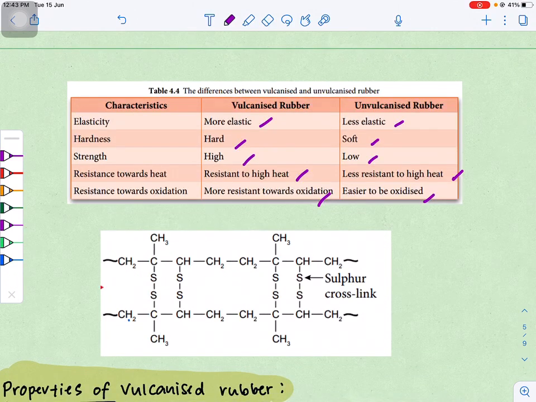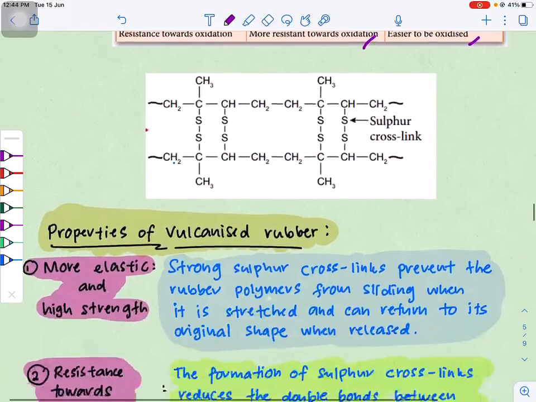Okay, so this is just recall the position of sulfur crosslink. So whatever is, you have to know the sulfur crosslink mesti berlaku di antara carbon double bond between the first layer and the second layer.